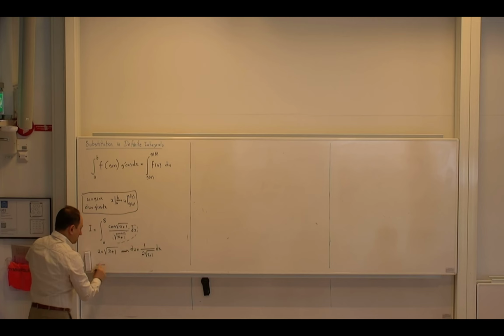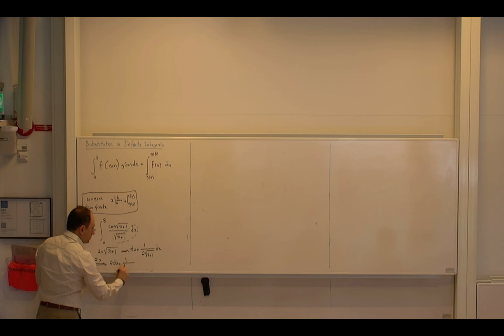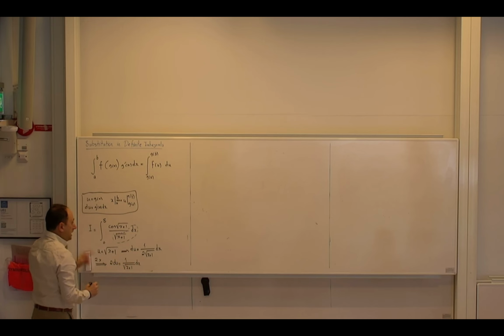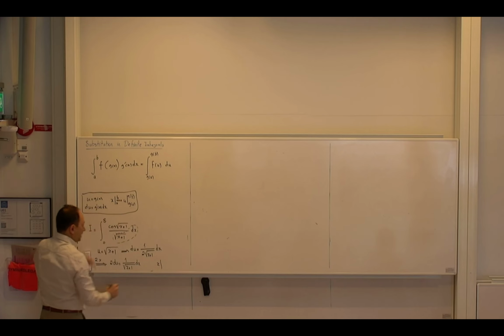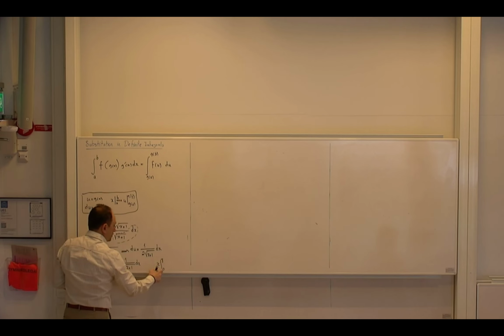So I multiply everything by 2, this becomes 2 du is equal to 1 over square root of x plus 1 dx. Okay? Now that this integral is a definite integral, one more step is good to do. So I would say that the old limit is from 0 to 8. This means x goes from 0 to 8.